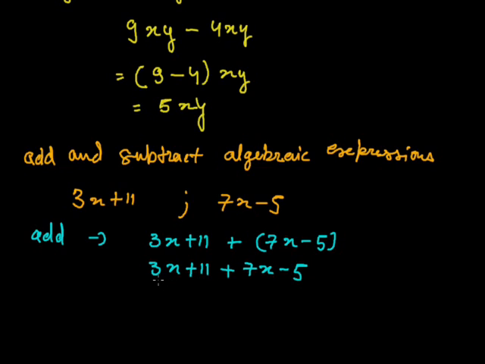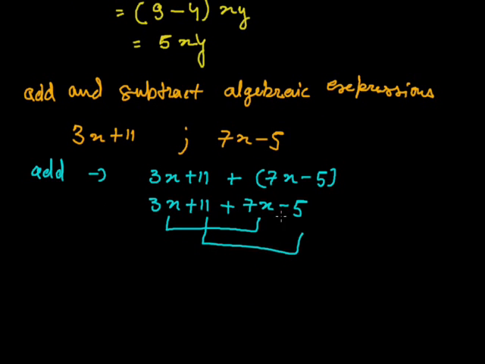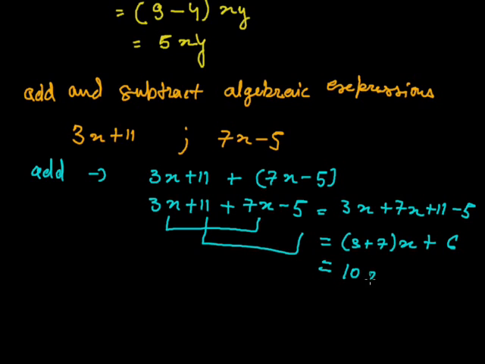Now the like terms here are 3x and 7x, and 11 and minus 5. So first we will rearrange this expression, writing the like terms together, as 3x plus 7x plus 11 minus 5. Now 3x plus 7x will be 3 plus 7, that is 10x, and 11 minus 5 will be 6. Therefore 10x plus 6 is the answer.